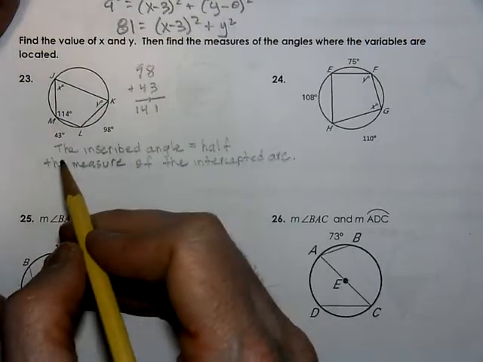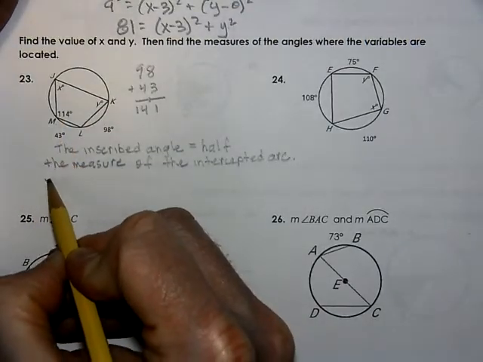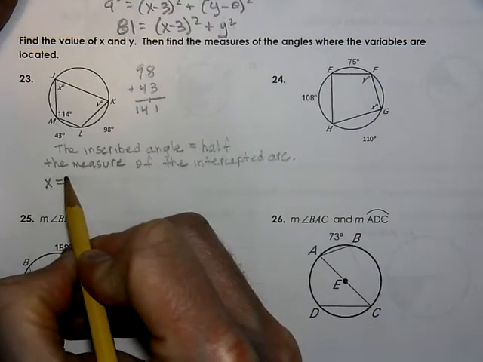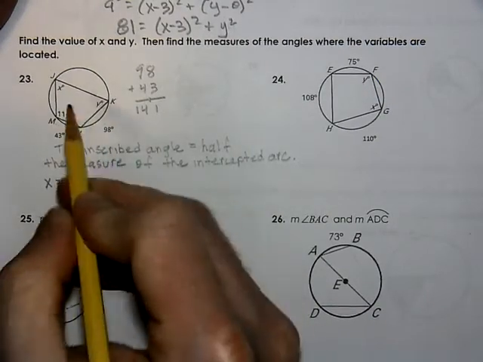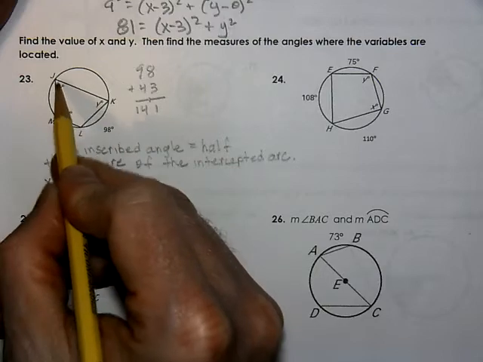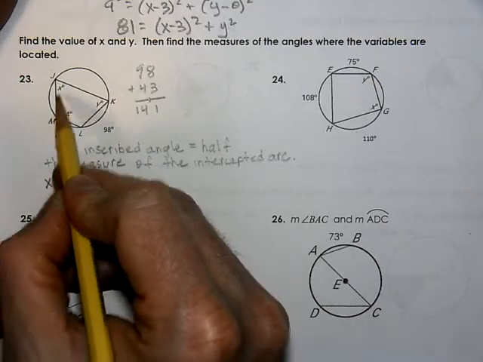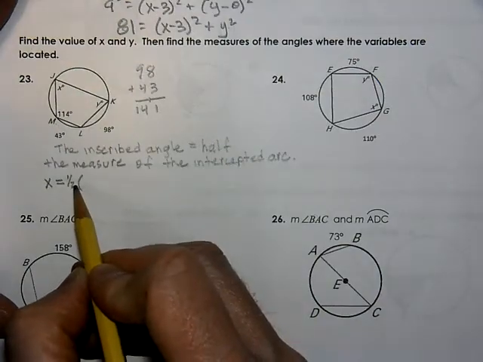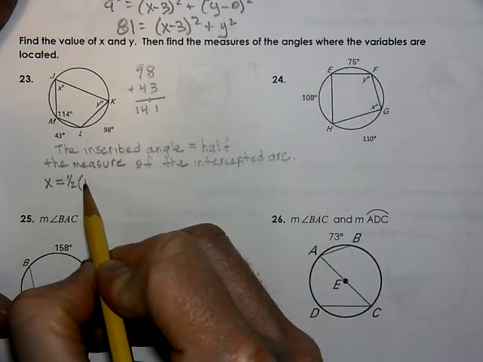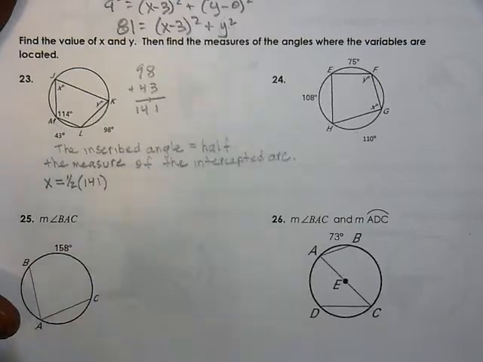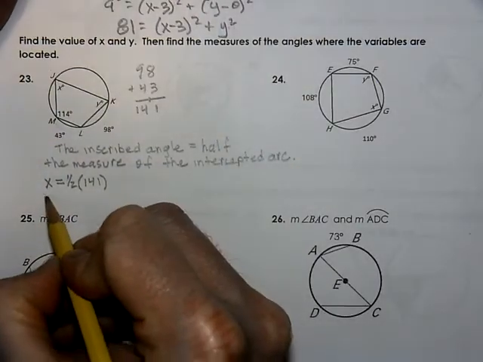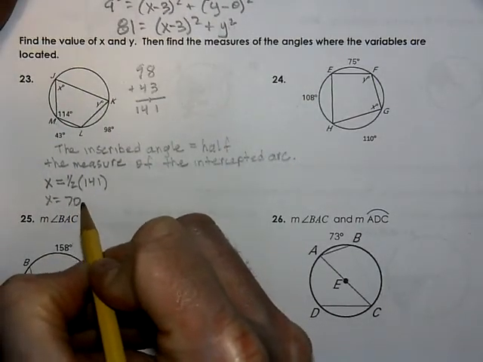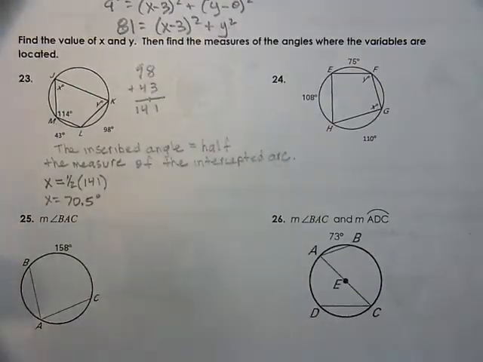So that means that here x is going to equal half of 43. The intercepted arc is from M out to K. So half of 141. So that means x is going to be 70.5 degrees.